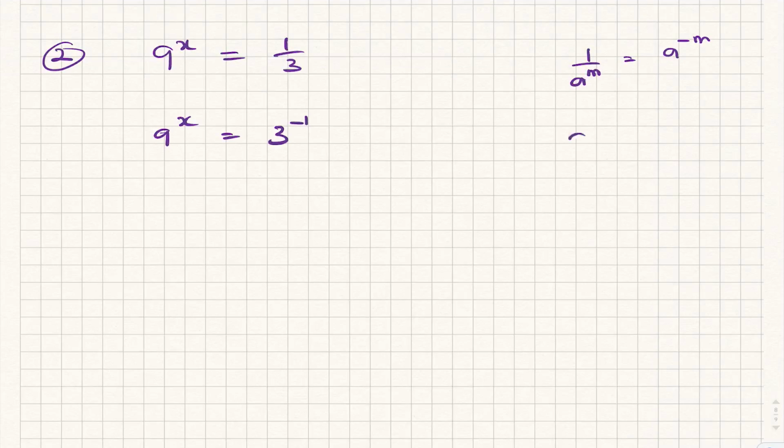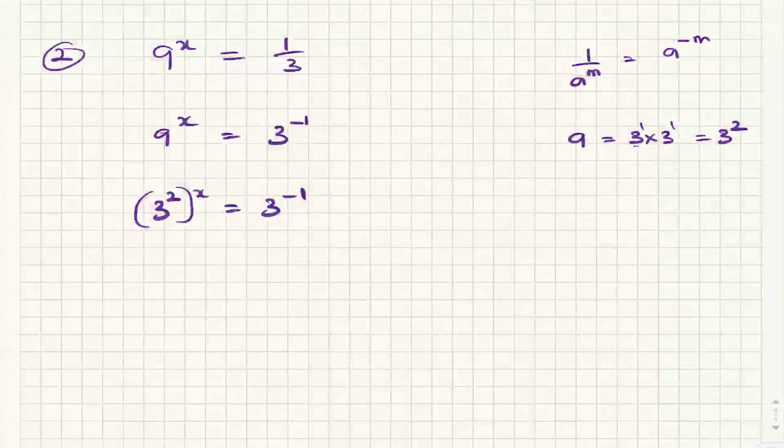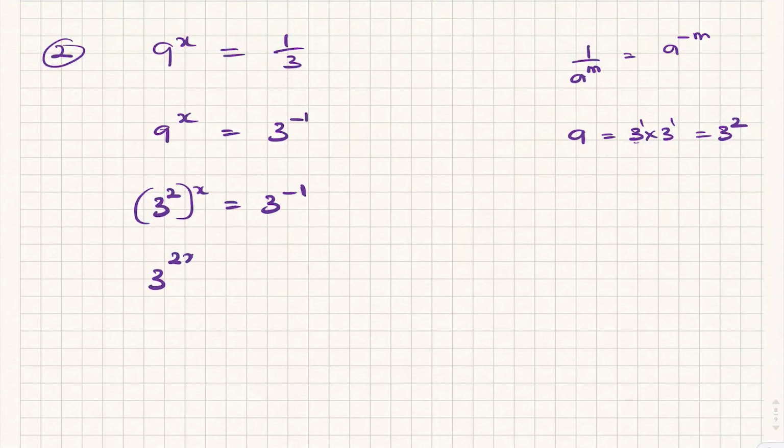But also 9 can be written as 3 times 3. That's 3 to the power of 1 times 3 to the power of 1. Same base, when you're multiplying them, you add the power. That would be 3 to the power of 2. So we can replace 9 with 3 to the power of 2. So (3 to the power of 2) to the power of x, the power of x is still there, equals 3 to the power of minus 1. Now, you need to multiply the powers on the left, so that will be 3 to the power of 2x.